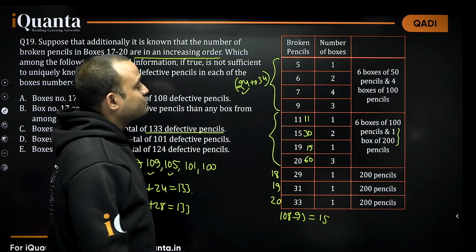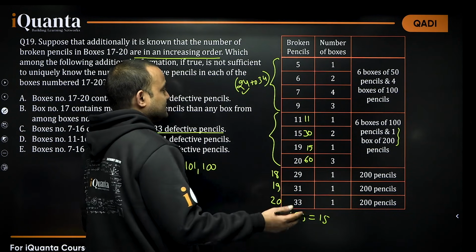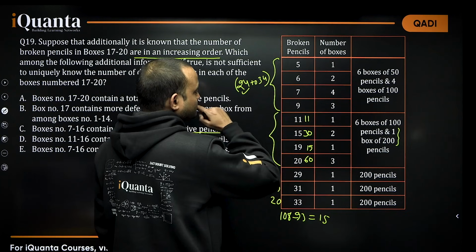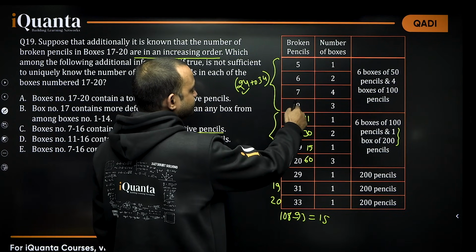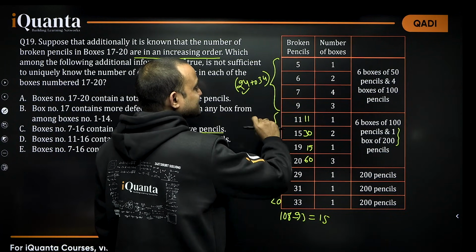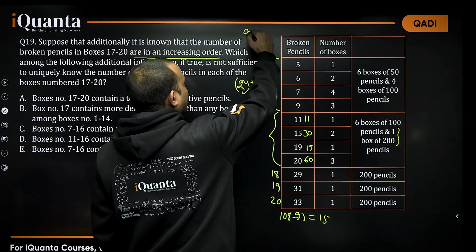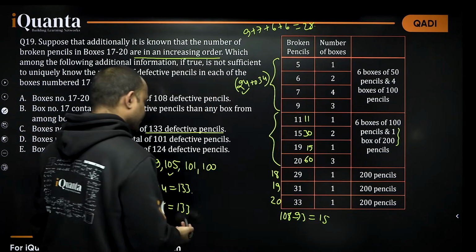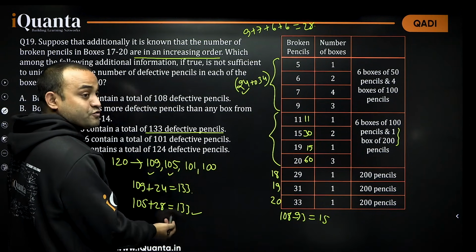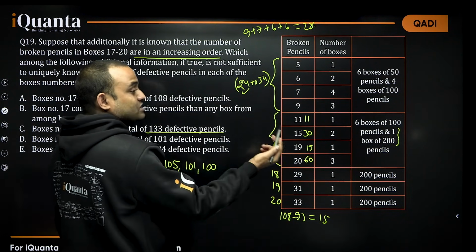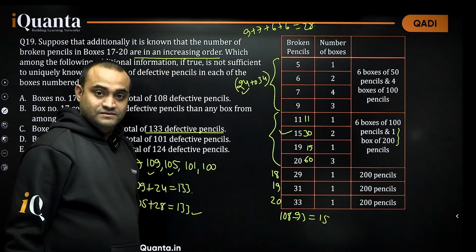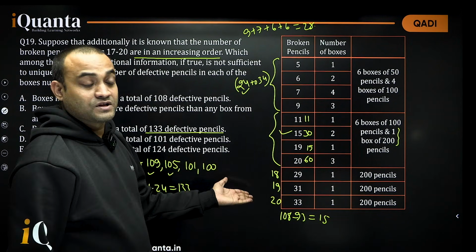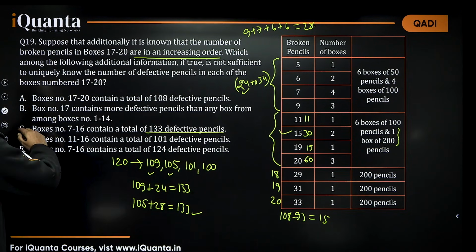How can we achieve 28 from here? Is there a possibility to get 28? So 18, 9 plus 7, 16 plus 12, 9 plus 7 plus 6 plus 6, 28. So we can take 28. This case is also possible, and if we do this, box number 17 will have 15 pencils, right? And we already have 2 cases. We don't need to check further. So this one is definitely true.